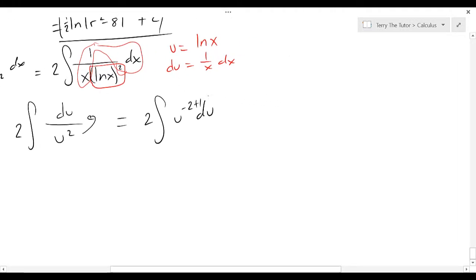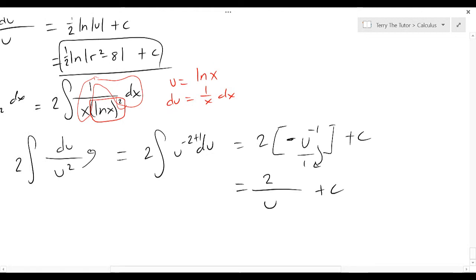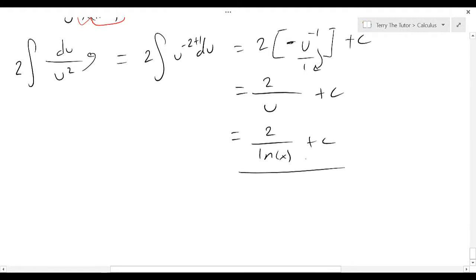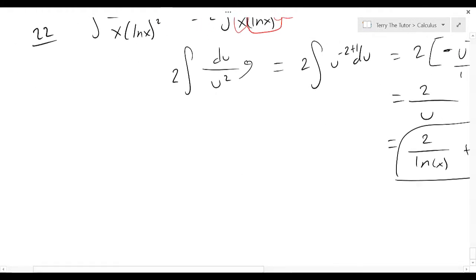Let's add 1, and we'll divide by that number. So that equals 2 on the outside. And negative 2 plus 1 is negative 1. Divide by negative 1 is just putting a negative sign. So just put a negative sign. u to the negative 1. And then we're going to put plus c. So let's bring this down into the denominator now. So we've got negative 2 over u plus c. And finally, let's replace with our u. u is ln of x. So we've got negative 2 over ln of x plus c. Sweet.